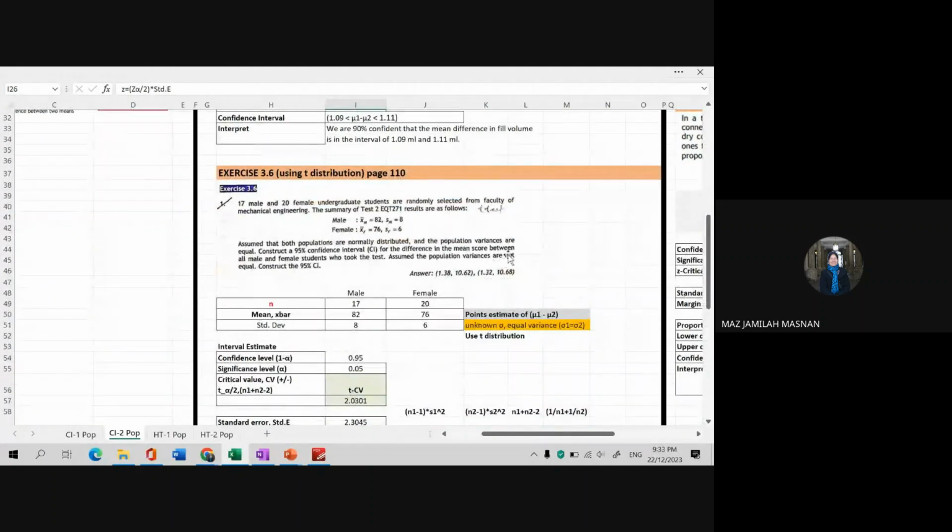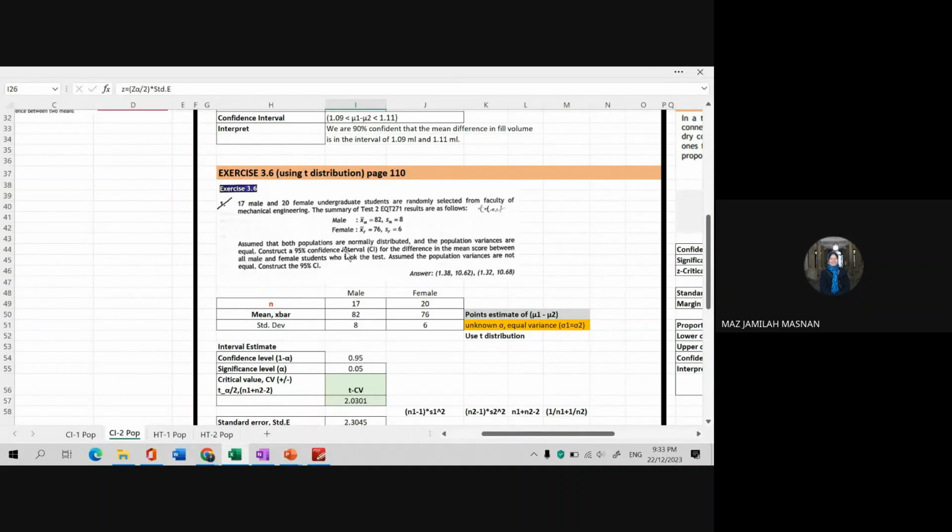Now, the given situation: 17 male and 20 female undergraduate students are randomly selected from the Faculty of Mechanical Engineering. The summary of Test 2 EQT 271 results are as follows. For the male result, the average is 82 with a standard deviation of 8, and for the female, the average is 76 and the standard deviation is 6. Okay, now what else is given?